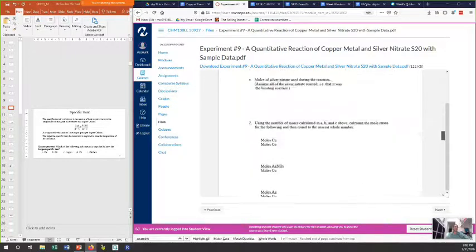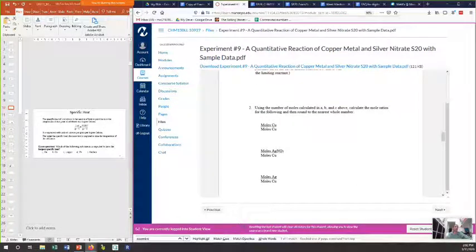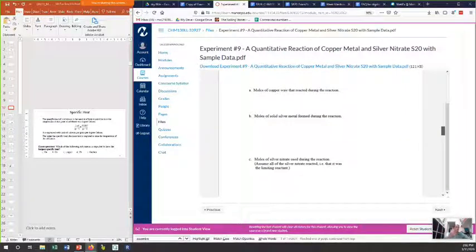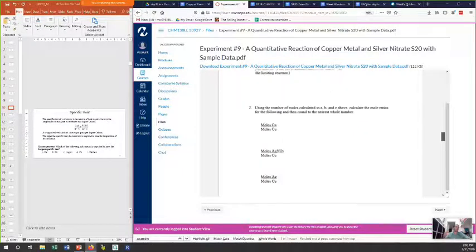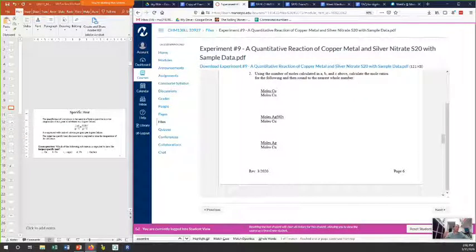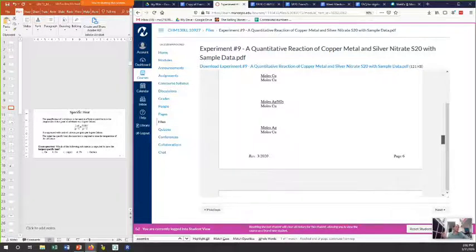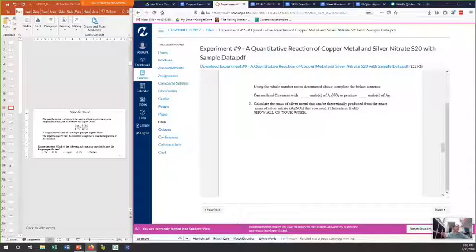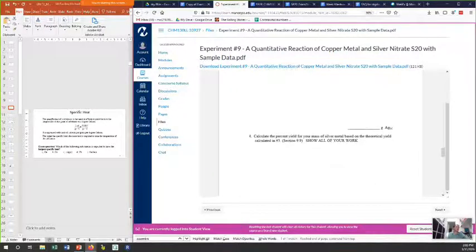Sorry again for the scroll. And now they're going through and saying, what are all of those individual relationships? So A gave you moles of copper, B gave you moles of silver, C gives you moles of silver nitrate. Now we want each of those ratios. So the moles of copper to the moles of copper will be 1, because it's the same number. And then each of these are now going to be a calculation. After that, they're now asking you to come up with those relationships and start running some theoretical yield calculations and other kind of fun stuff.